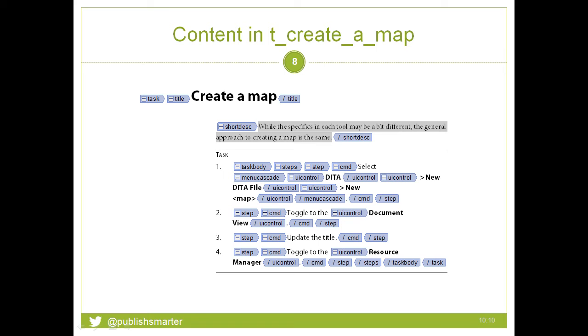The first task that I have is how to create a map. It has a title and a short desc, and then into the taskbody with a collection of step elements inside the steps. The very first step has a menu cascade. This might be one that's a little newer. Inside a menu cascade, I have multiple UI controls. So in FrameMaker 2015, you can go in and you can select from the menu DITA, New DITA File, and then Create New Map. And those 3 UI control elements are nested inside the menu cascade.